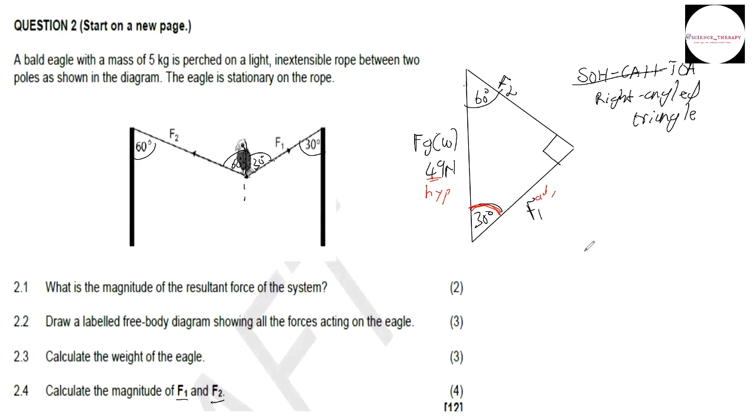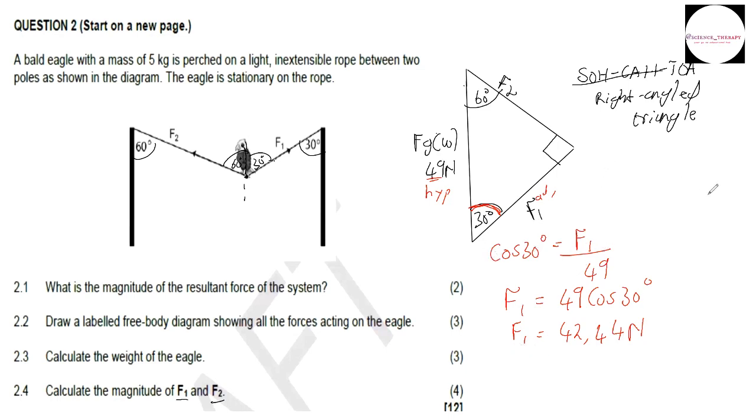Let's quickly calculate that. We have cos 30 degrees equals adjacent over hypotenuse, which is 49. Then for F1, we have 49 cos 30 degrees, which if you punch into your calculator gives you a value of 42.44 newtons, rounded off to 2 decimal places. Then that's how you find your value for F1.